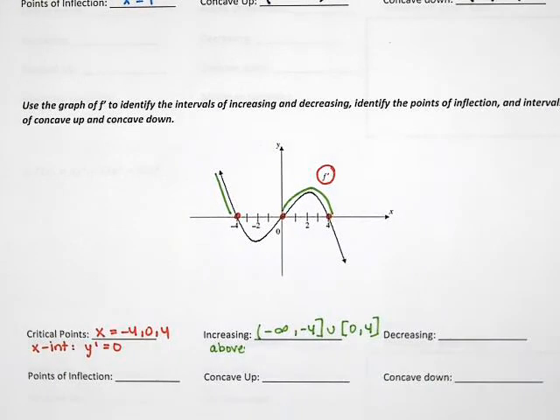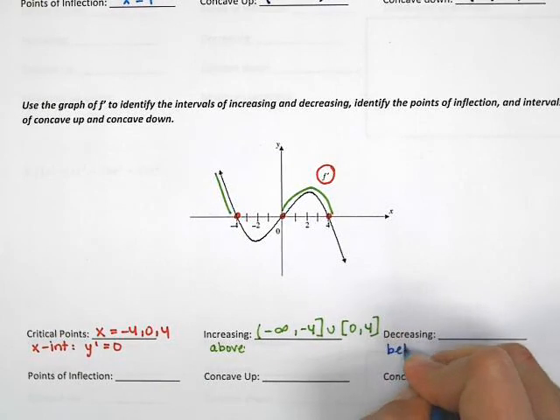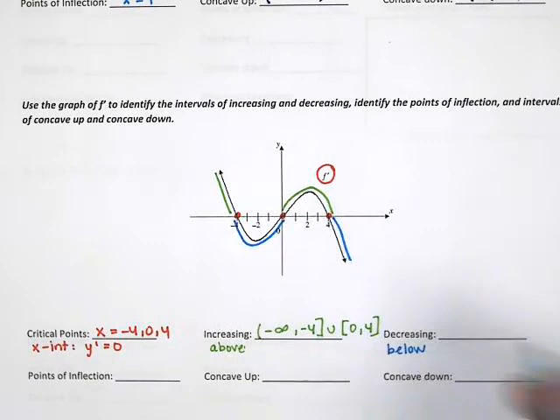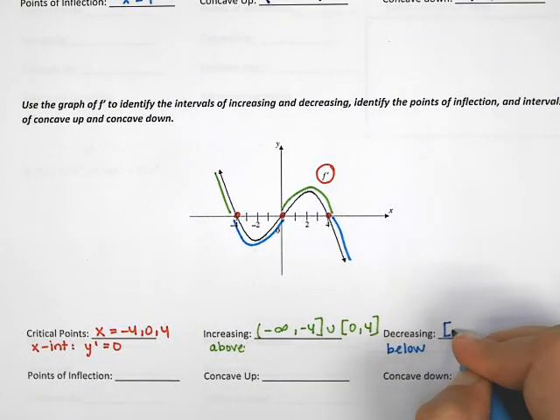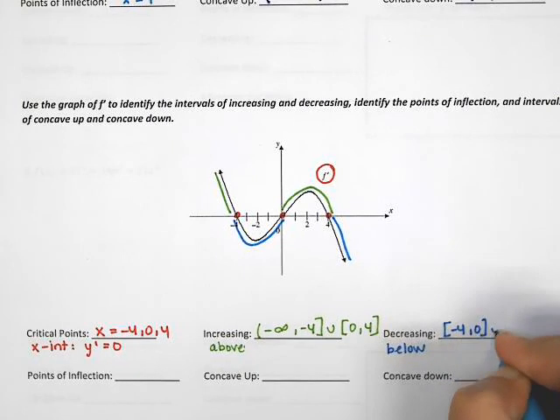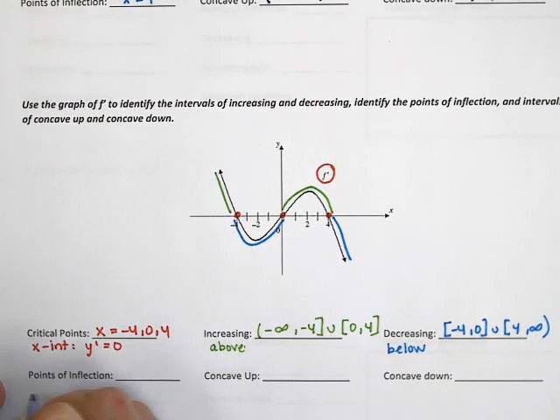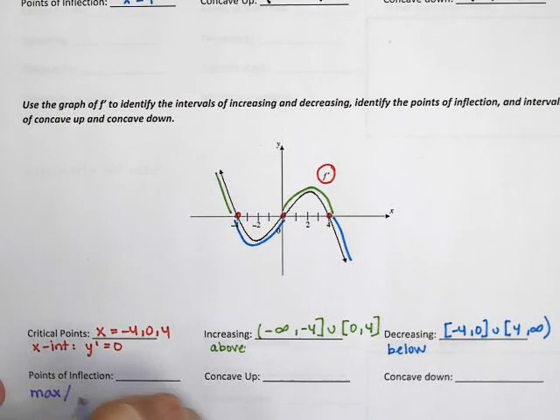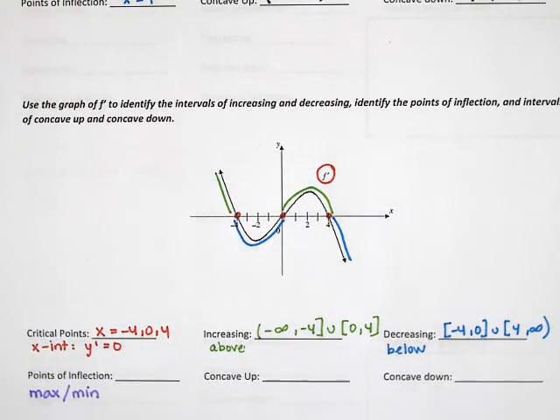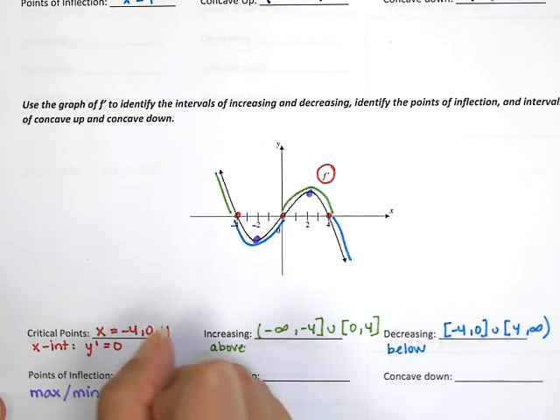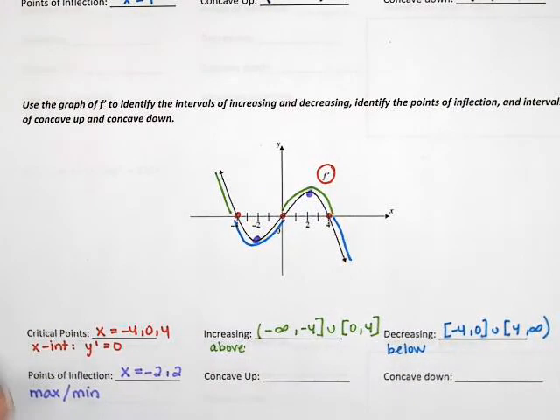We also said that decreasing was wherever the graph is below the x-axis, because that's where my slope would have been negative, since I have negative y values. So decreasing would be from negative 4 to 0 and from 4 to infinity. Now if we're talking about second derivative stuff, second derivative would be the slope of this function. So points of inflection are going to be maximum and minimum values. That's where the slope would be 0. So that would be here and here. And I would say x equals negative 2 and 2.